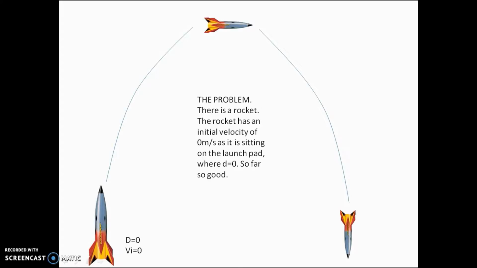So here's the problem. We have this rocket, and it starts off on its launch pad with 0 meters per second velocity. And on the launch pad, we're going to have the displacement equal to 0, so let's say it's at sea level. Alright, so far so good. So in the bottom left corner, we have the displacement, which is 0, and the initial velocity, which is also 0.